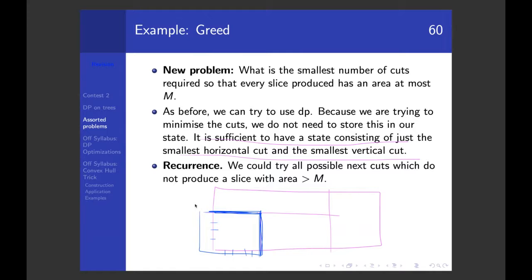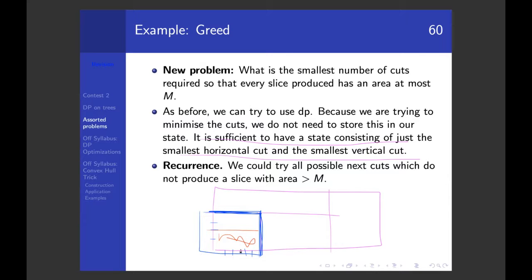Let's say we have the choice between this cut, this cut, and this cut. Well, the number of cuts to partition this is going to be no more than the number of cuts required for this bigger area. So greedily, we might as well make the biggest cut we can, as long as the area is less than or equal to M, and then try here. So our recurrence can just be: take the biggest horizontal cut we can, and 1 plus DP of this.